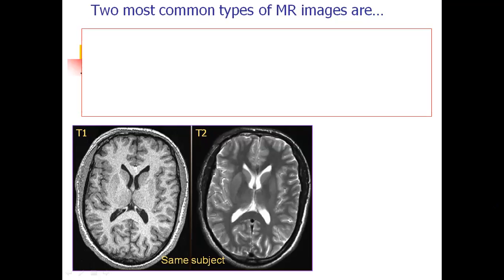The most common types of MRI images are so-called T1 and T2 weighted images. Here, these sequences from the same subject are presented. Let's try to understand what can show one and another modality.